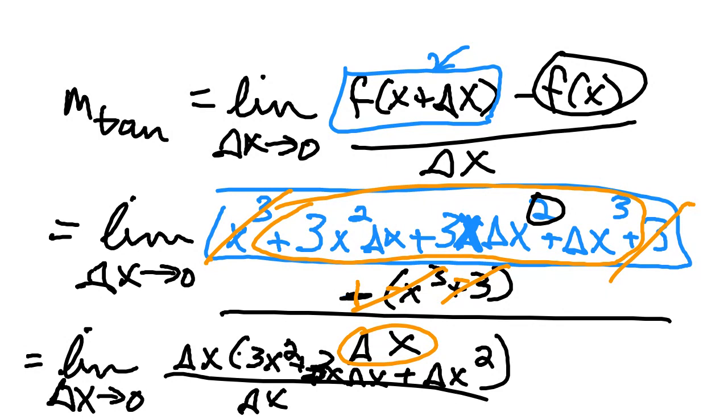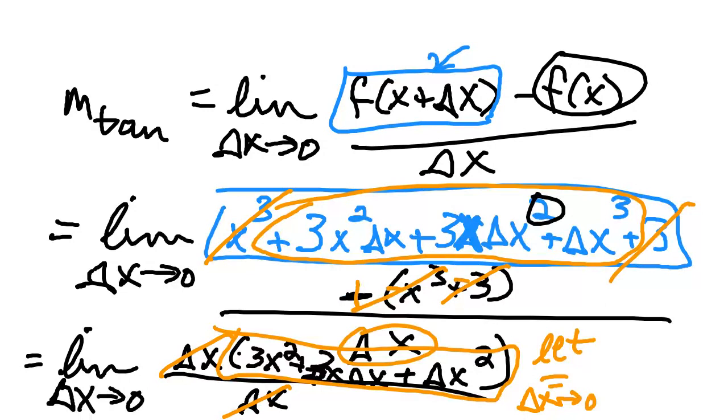So now, very similarly, this is multiplication, so these delta x's cancel because delta x doesn't equal 0. And I'll be left with just this part right here. So 3x squared plus 3x delta x plus delta x squared. And so now I can say let delta x go to 0. And if I let delta x go to 0, what do I get? Well, I'm just going to get 3x squared, right? Because this thing would go to 0 and this thing would go to 0.